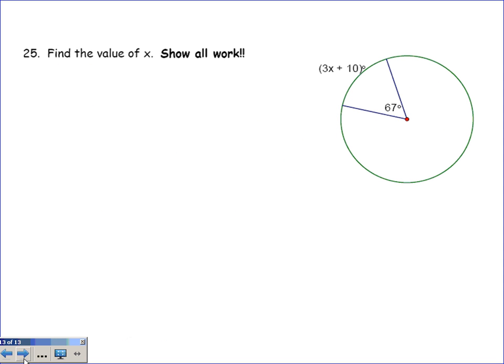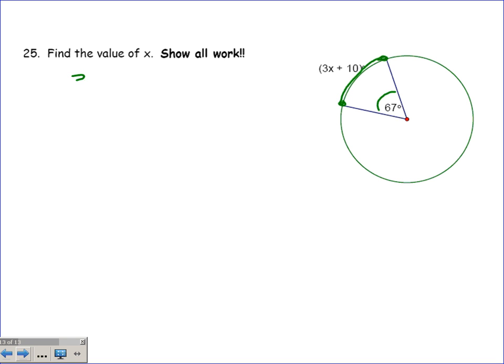Oh, there's one more. Did we finish talking about this on Friday? No. Okay, I think the bell rang. So let's chat about that right now. If this angle is 67 degrees, this arc right here is also going to represent 67 degrees. Okay? So that's 67 degrees.